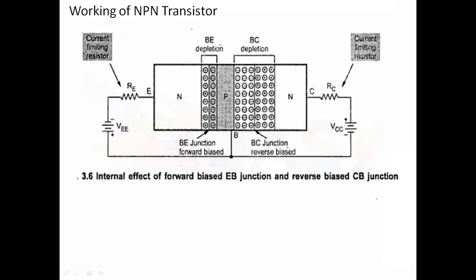In the collector region, again this depletion region will decrease. More number of electrons will try to cross this collector region and try to reach the positive terminal, attracted by it. Due to that we have the current, and that current is called the collector current.